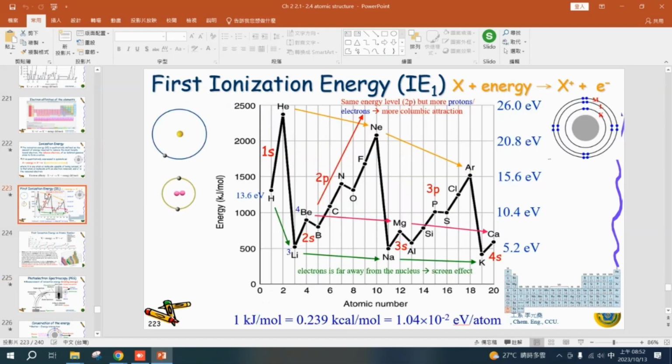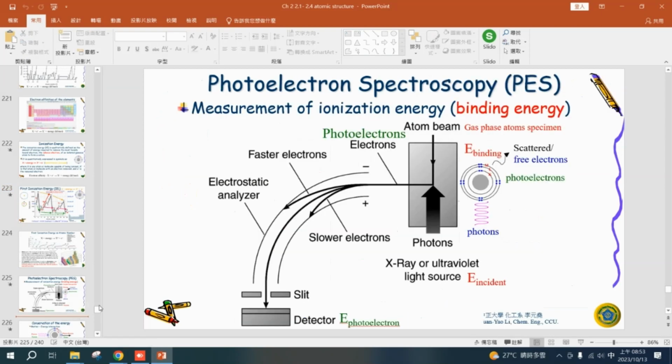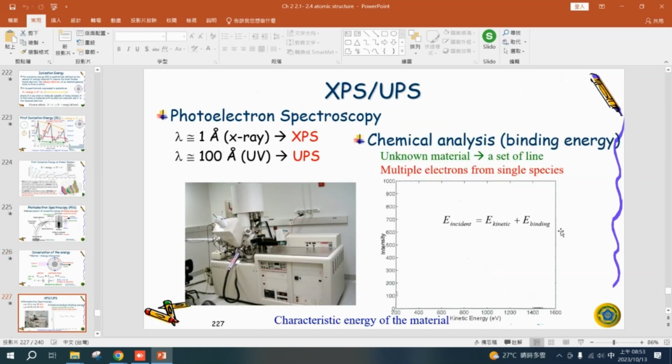I hope you remember this. This is important. We call it first ionization energy, and this is the trend. I already explained this to you, and I want you to understand this. This question might be in your midterm exam paper. So please remember this. In order to measure the ionization energy, the equipment we use is called photoelectron spectroscopy. It depends on whether the source of the photon is X-ray or ultraviolet. You have different names: it can be called XPS or UPS.